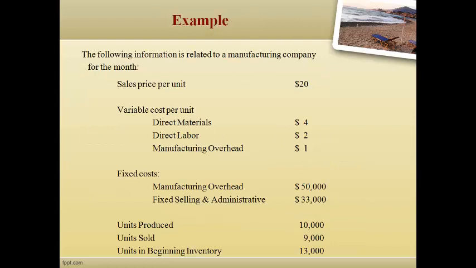Let's walk through a quick example of how to prepare the absorption cost and variable cost income statements and reconcile the difference in income. In this example, all variable costs are product cost, and variable costs are given per unit. Fixed costs are given in total. The quantity of units produced is different than units sold, which will give different incomes. The units in beginning inventory only matters if the company sells more than they produce in the current period.